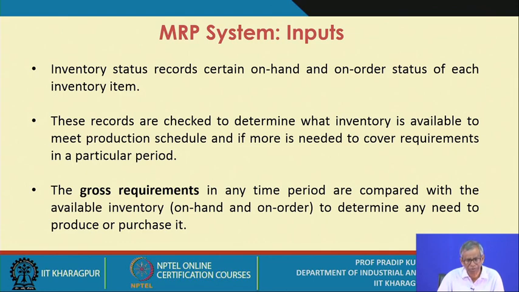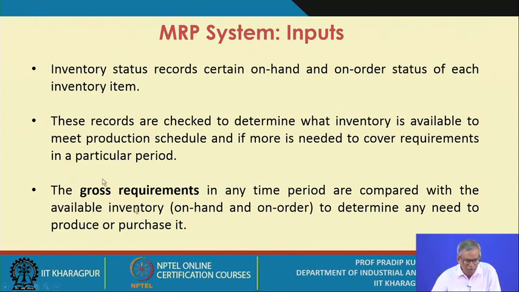That means there is a deficit. So what you try to do, that means two kinds of situation. That means what inventory is available to meet production schedule, is it okay, and if more is needed to cover requirements in a particular period. So constantly you update this information.